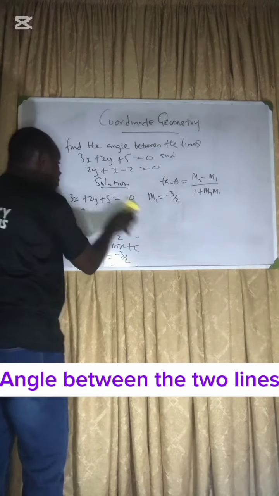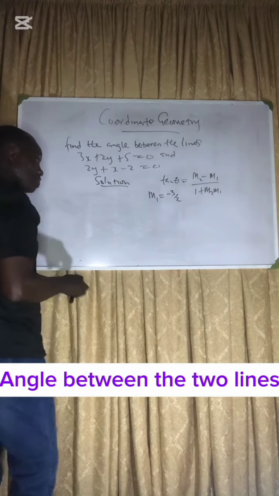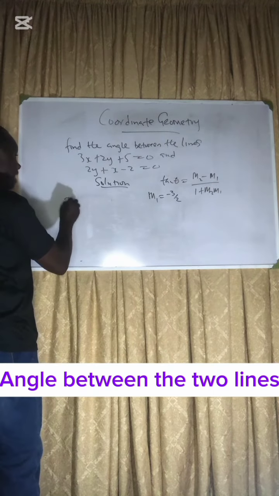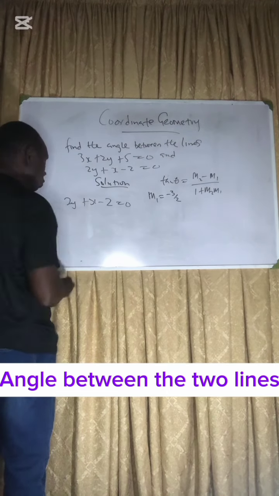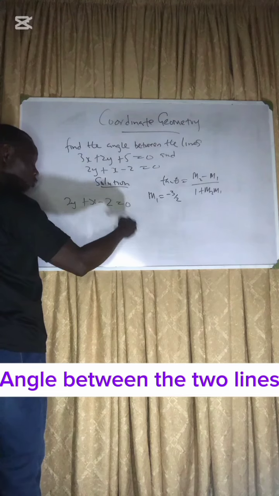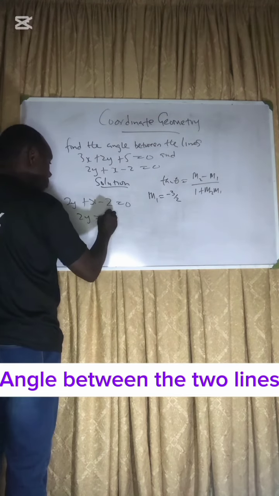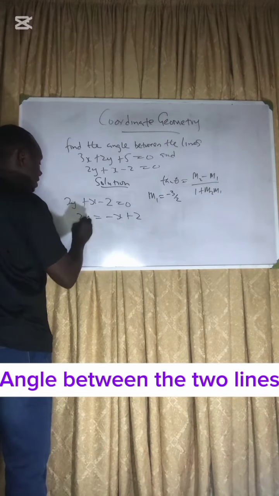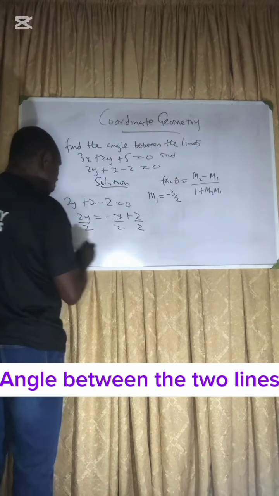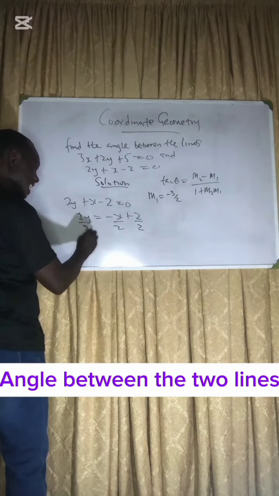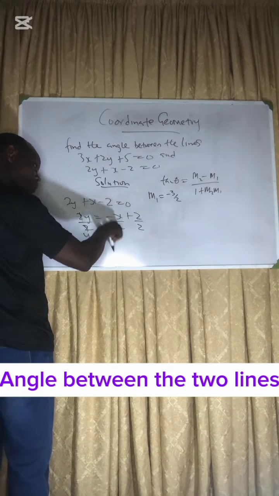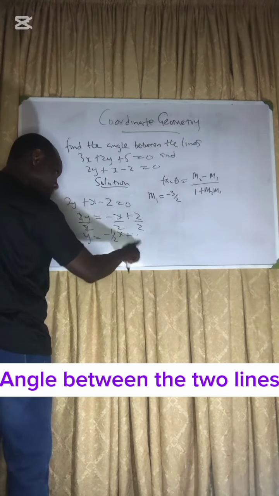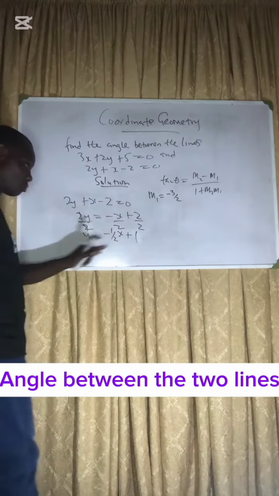I can do the same for the second equation, which gives m2. The second equation is 2y + x - 2 = 0. Every other term crosses the equality sign, so 2y is equal to -x + 2. Do the same thing, divide all through by the coefficient of y, which is 2. So I have y = -x/2 + 1, which is the same as -1/2 x + 1, because 2 divided by 2 is 1.